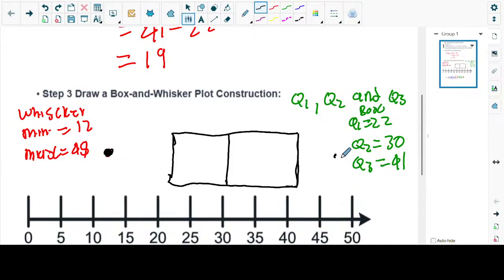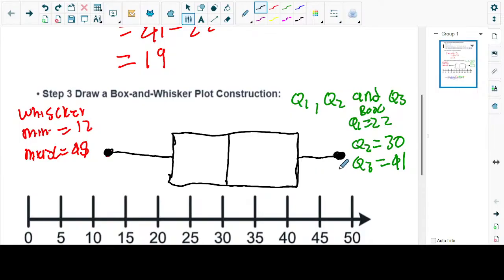Now, from 12, we just draw a line connecting it to the box. It should be just in the middle of the horizontal line that you just drew. So you go from there to that dot. Then you go from Q3 till 48. This is our box and whisker.